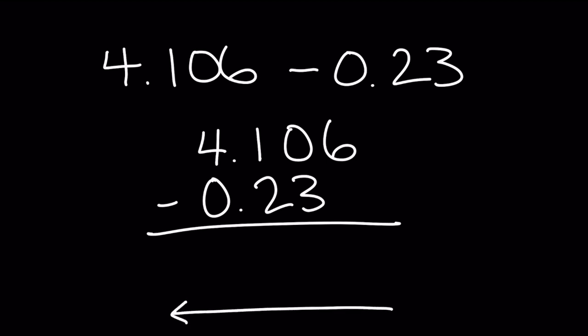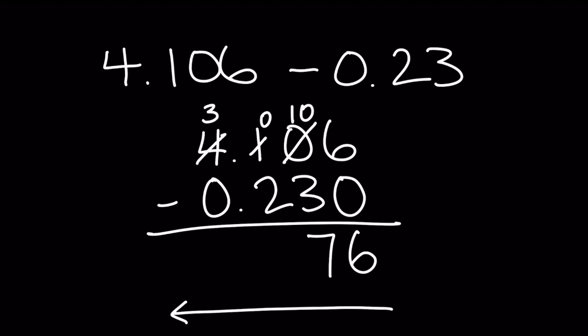0.23 is the same as 0.230, so we can add a 0 at the end there, and then we can start subtracting. 6 minus 0 is 6. 0 minus 3 is not possible, so we need to bring over a 1 to make 10. 10 minus 3 is 7. 0 minus 2 is not possible, so we need to bring over a 10. 10 minus 2 is 8, and 3 minus 0 is 3.